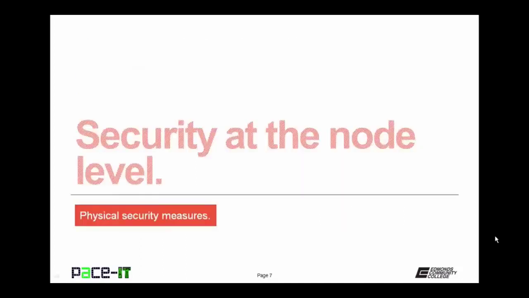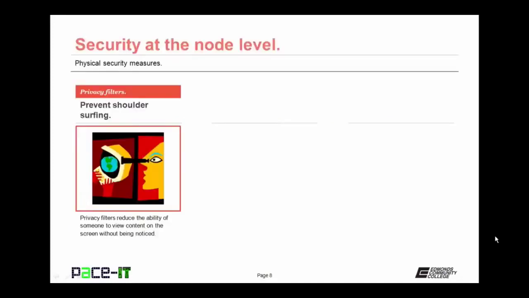Now let's talk about security at the node level, the PC level. One of the first things that you can implement at the node level for physical security is a privacy filter. Now, this prevents shoulder surfing. What that is, is somebody looking over somebody else's shoulder to see what's on their screen and possibly get compromised that way. Now, privacy filters will restrict the viewing angle at which a screen can be seen, and it ensures that private things get kept private.